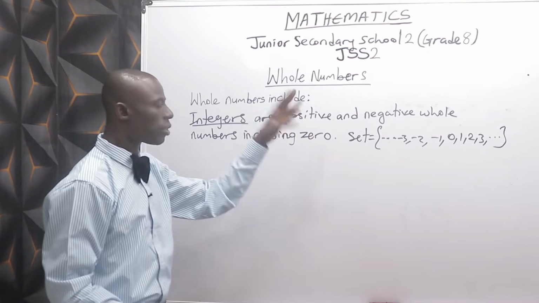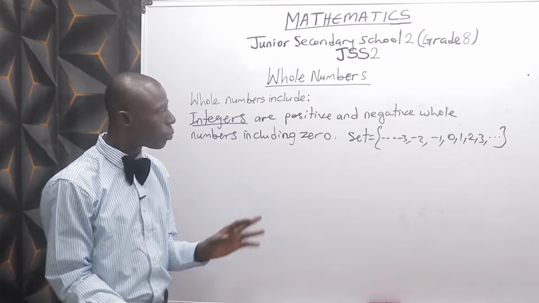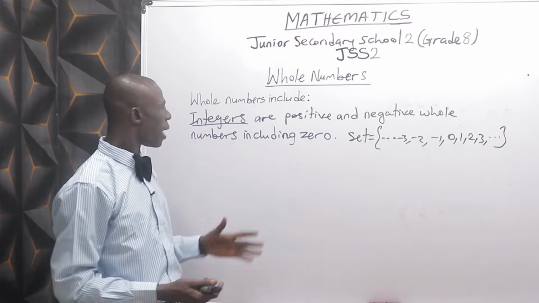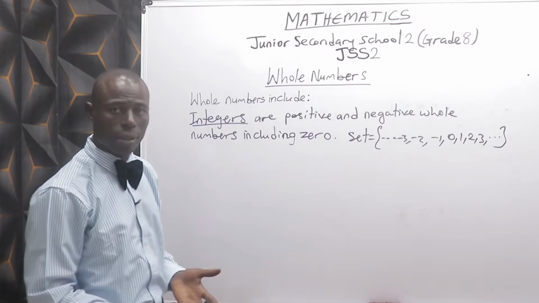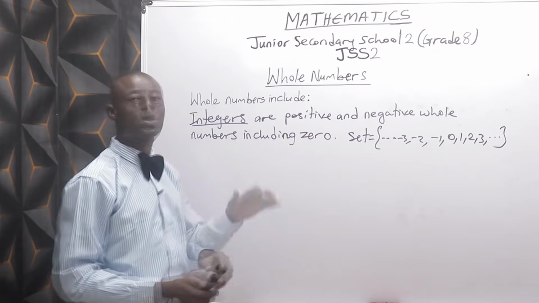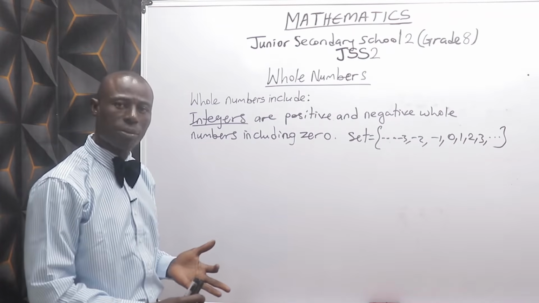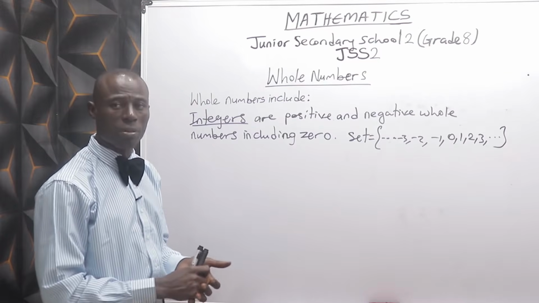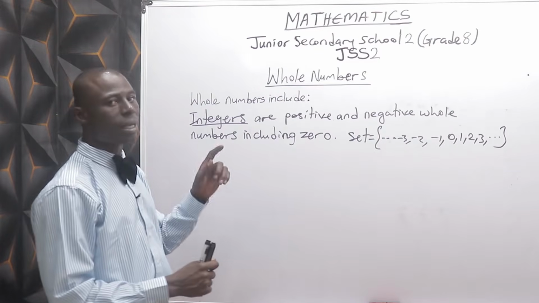So that is integer. We have positive integers, which are 1, 2, 3, the natural number part of it. And we have negative integers, -1, -2, -3, and so forth. So that is that about integer. 0 is an integer. Any negative whole number is an integer, and any positive whole number, so to say, is an integer.